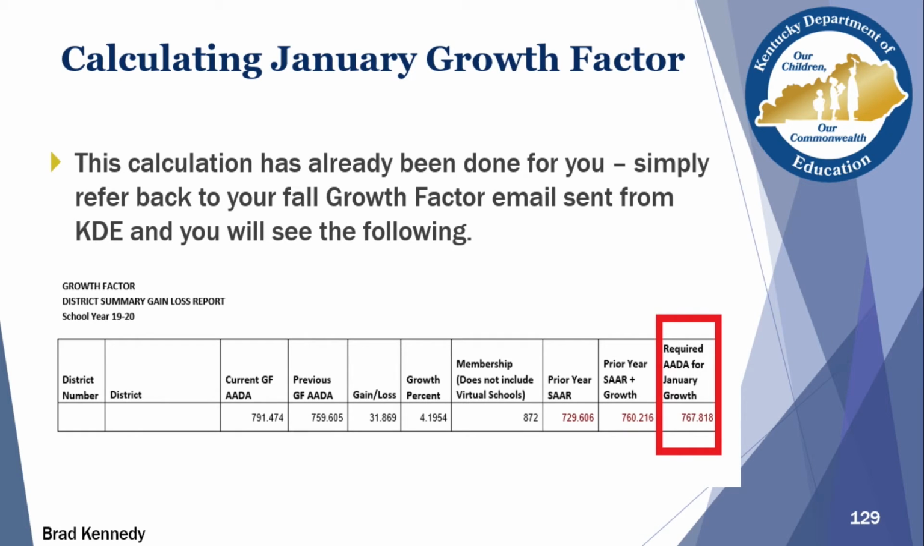The easy thing about January growth factor is the calculation has already been done for you. If you simply refer back to the fall growth factor email sent from KDE, from myself, you'll see a graphic that looks like what you see on the screen there. And over on the far right, highlighted in red, it shows you the required AADA for January growth. That email would have come from me sometime in October or November, if you're searching for it.